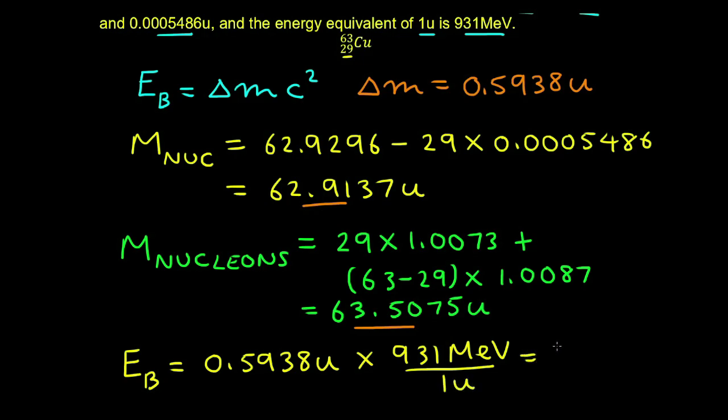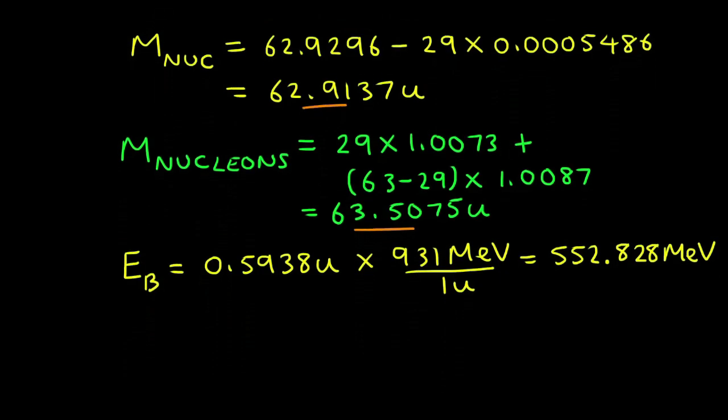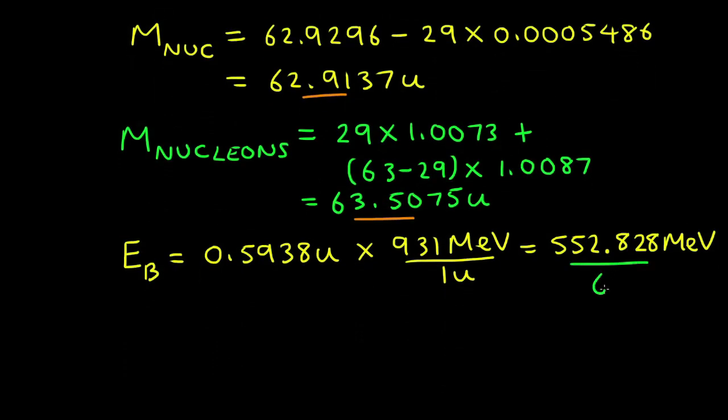So that gives 552.828 mega electron volts. And here we have 63 nucleons. So if you divide this by 63, we get the binding energy per nucleon being 8.8 mega electron volts per nucleon.